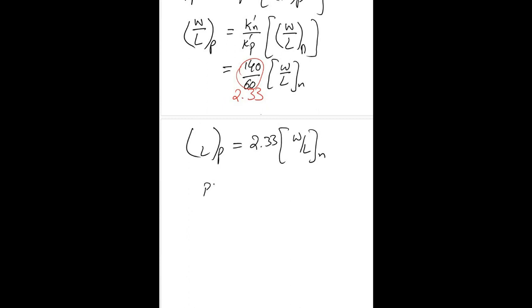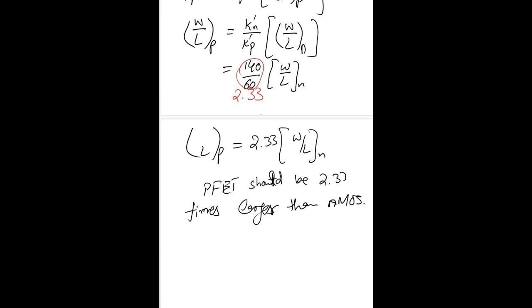It means that our P FET should be 2.33 times larger than the N mos. So our P mos should be larger than our N mos.